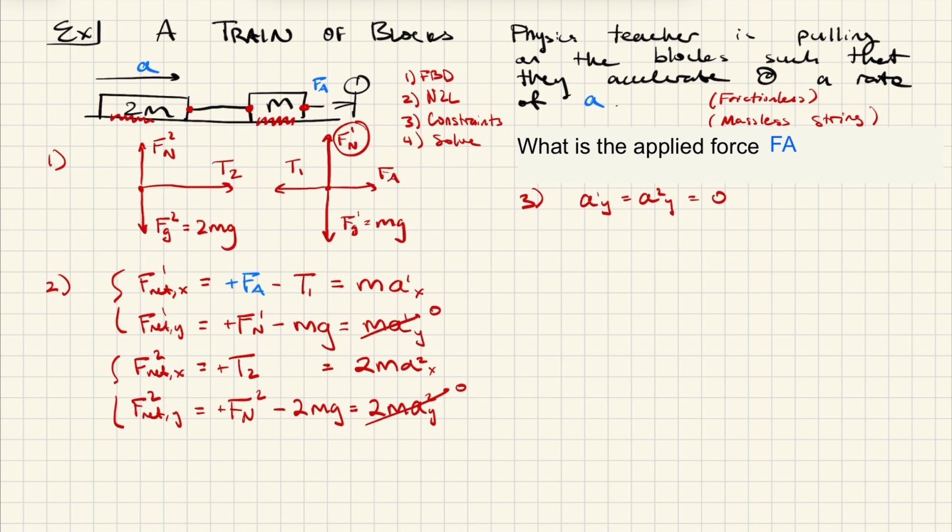And so what that means is T2 and T1 have to be equal. So let's just call them capital T to make things a little bit easier. Our last constraint has to do with the fact that these things are tied together, right? So if the 2m block is accelerating to the right at some rate a, then we know that the right side block, this one here, also has to be accelerating at the same rate, right? We know that there's no slack in the string or anything like that. And so whatever acceleration a1x is, it has to be the same as a2x.